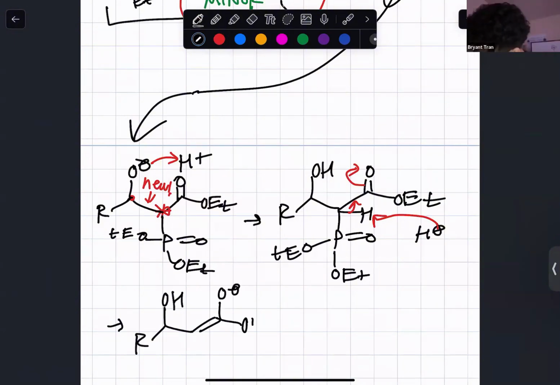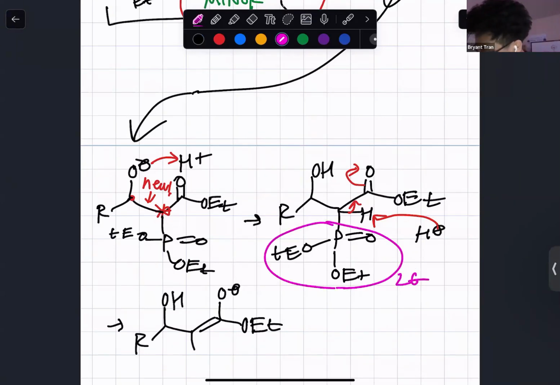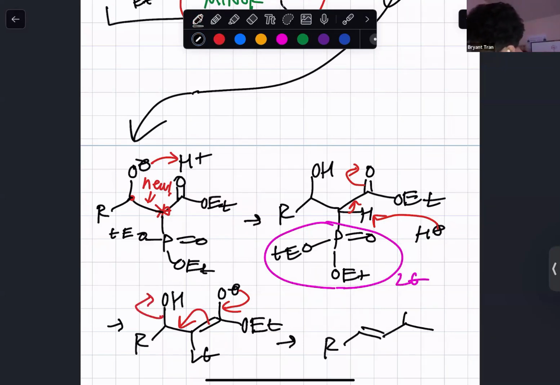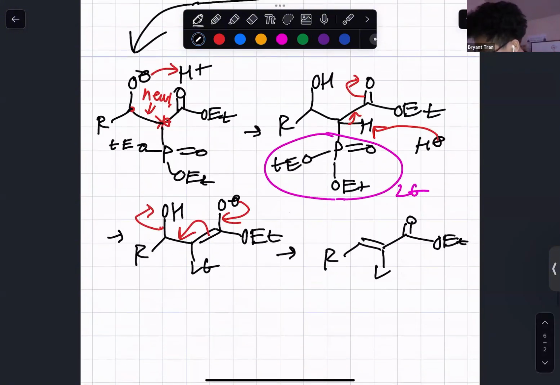Let me just write this out here. I'm going to abbreviate this as LG, so I don't have to keep writing that big group out. Reform the carbonyl, shift the bond over there, kick out the OH. OET. So that's our final product that we want, but we have this LG attached to the alpha carbon. So we have to figure out a way to kick that LG out.